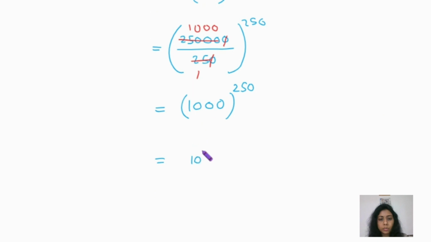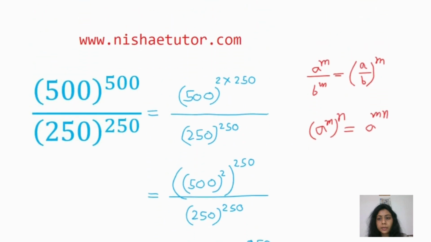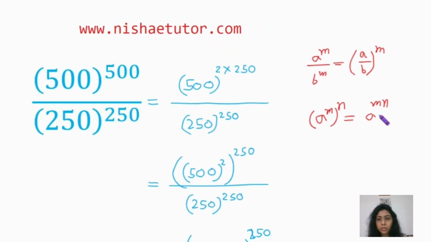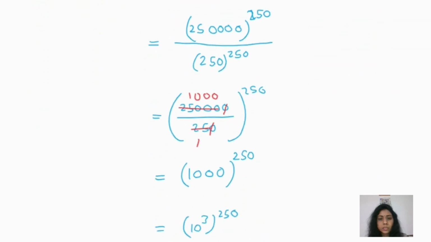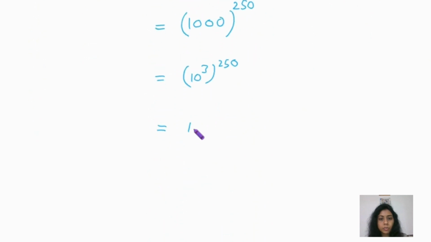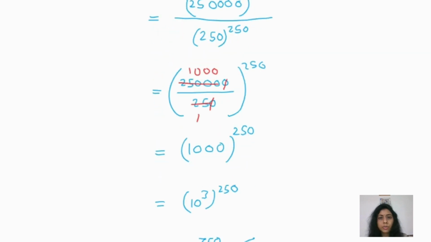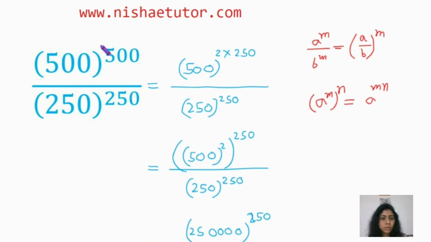1000 we can write as 10 to the power 3 in exponent. Again we apply here power to the power, so multiply, this exponent law. So 10 to the power 3 times 250 is 10 to the power 750. This is the answer for the given expression.